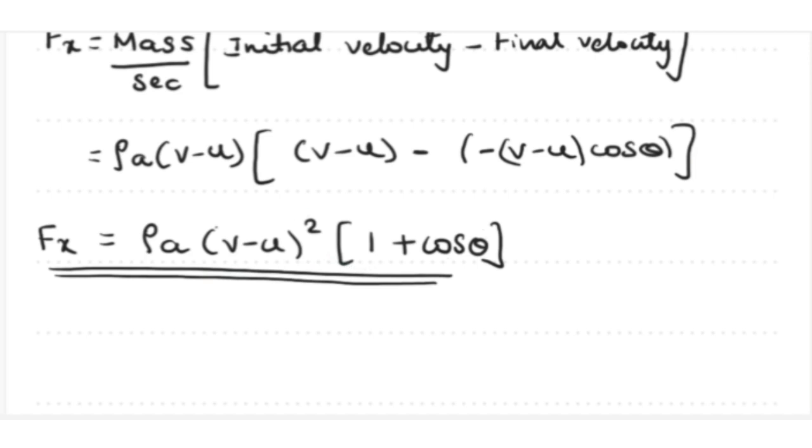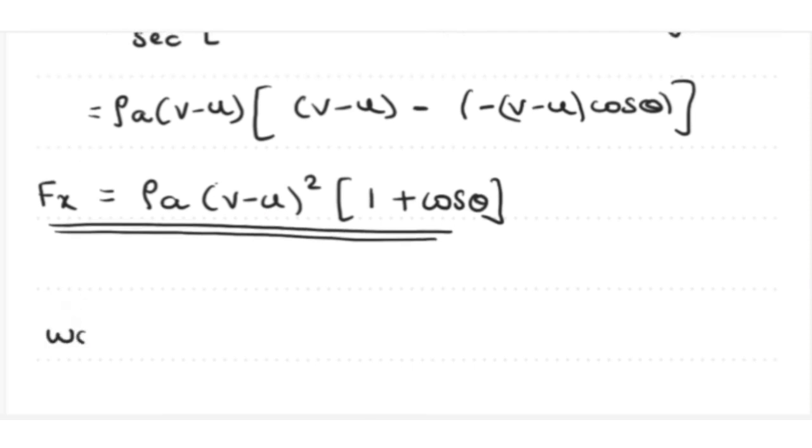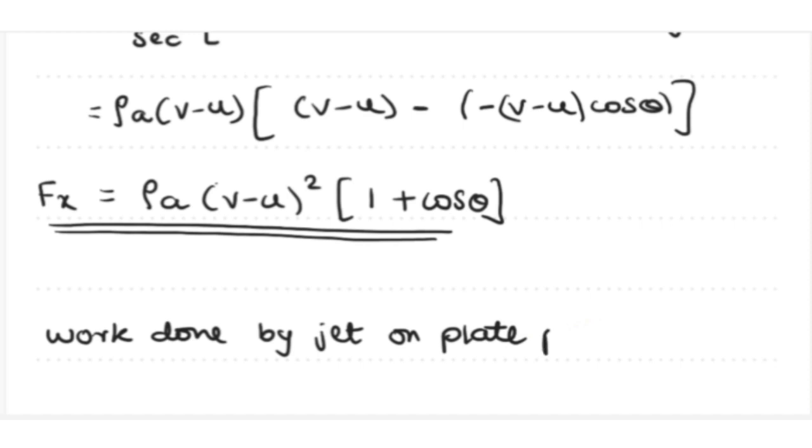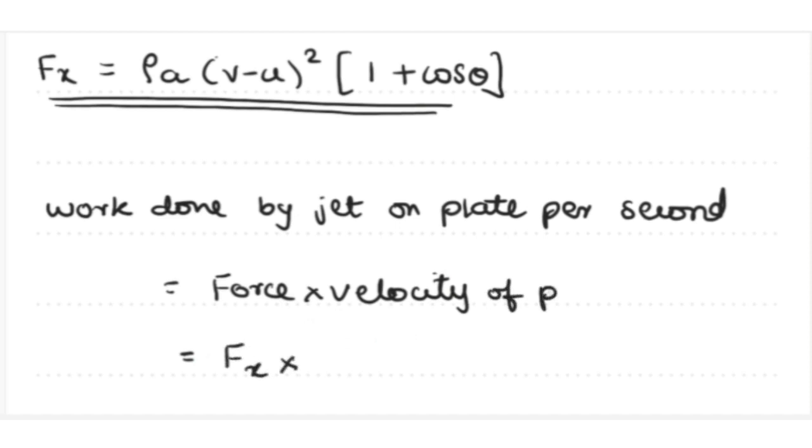Next we have to derive the equation for work done by the jet. Work done by jet on plate per second is equal to force into velocity. Force is nothing but Fx, into the velocity of plate. The plate is moving with the velocity u.